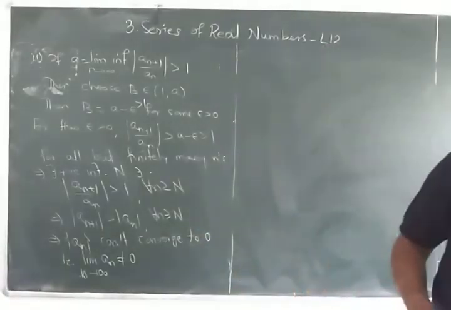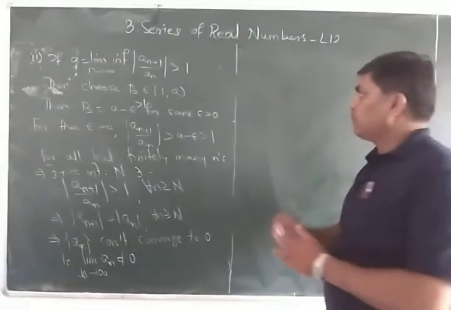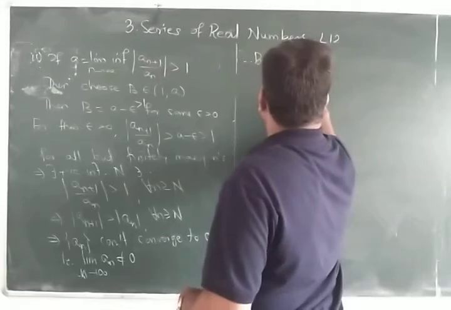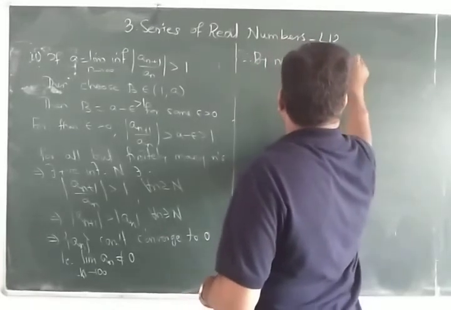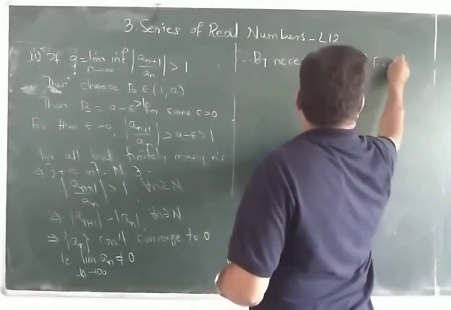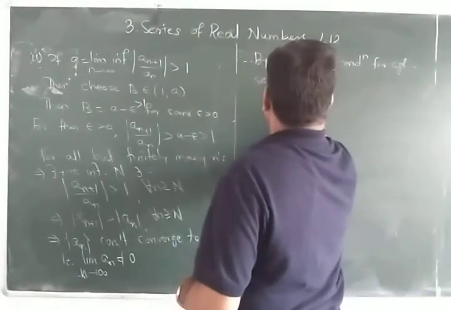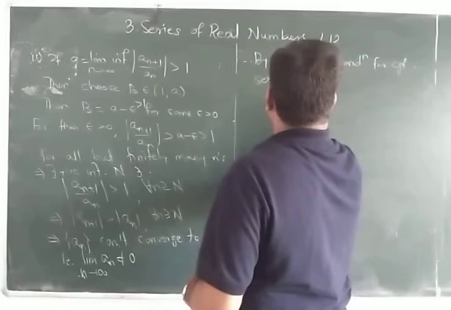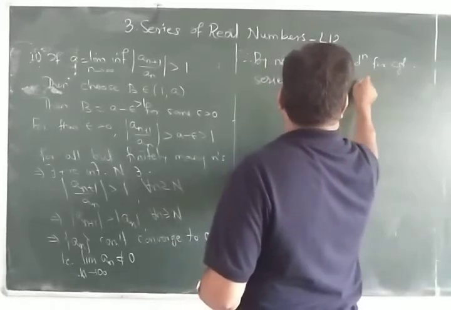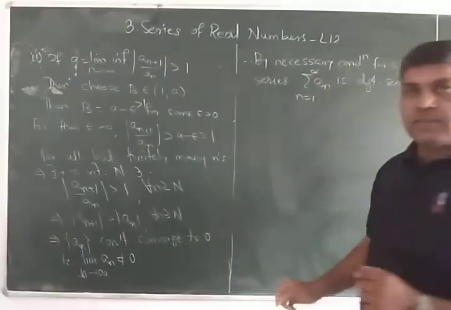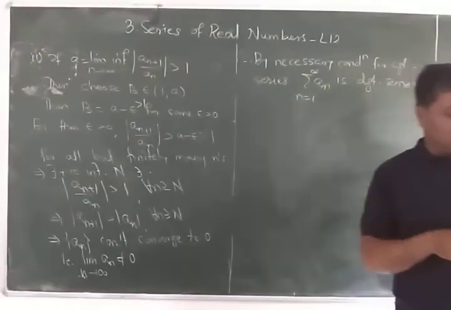Therefore, by the necessary condition for convergent series, the summation of n equal to 1 to infinity is a divergent series. Is it clear?